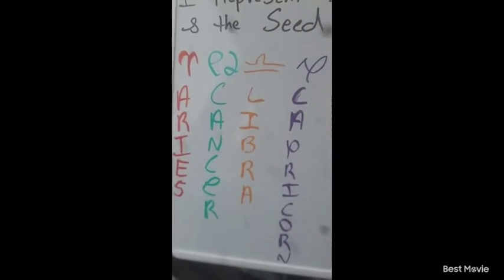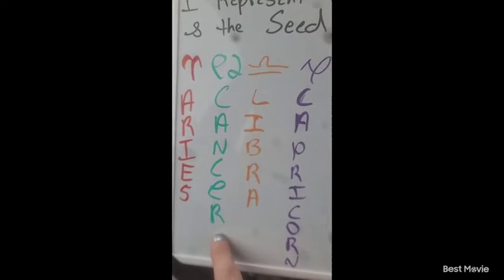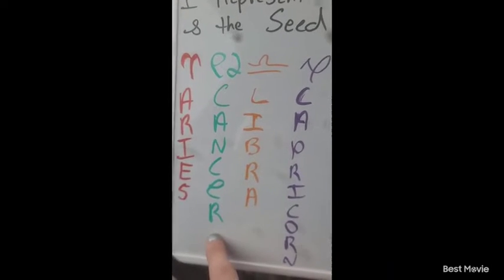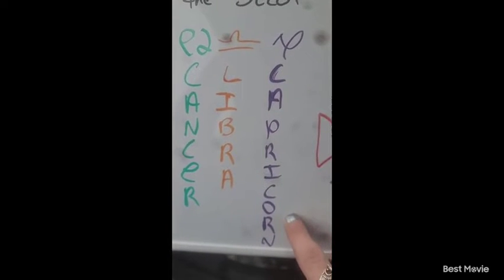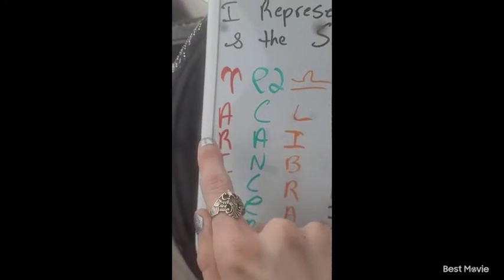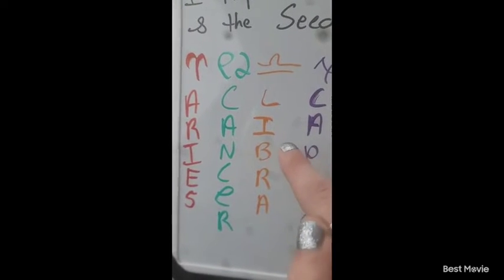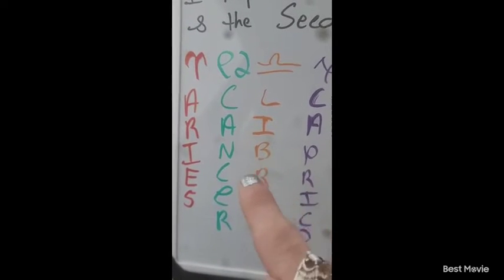These are all personal, but then there are different ways. Cancer is going to be completely in the past, but it's going to be very receptive. Capricorn's going to be in the past, but it's not going to be receptive. Aries is going to be very in the future, and it's not going to be receptive, whereas Libra will be in the future, but it will be receptive too.